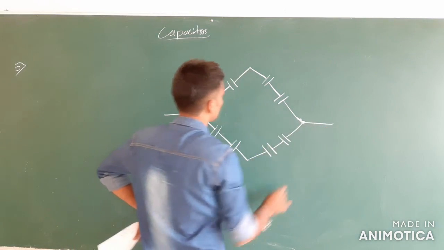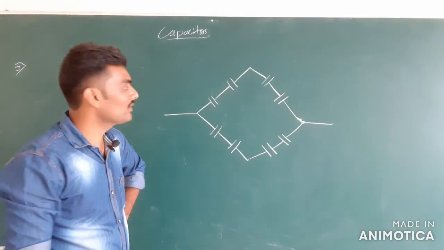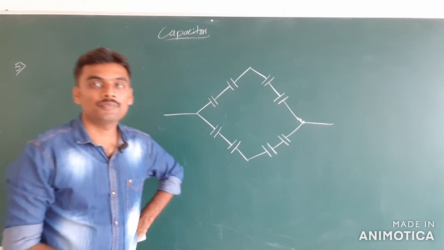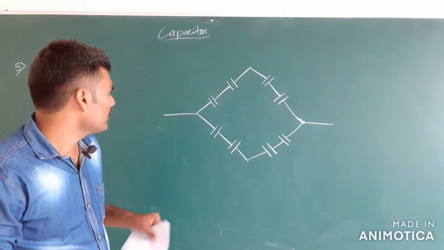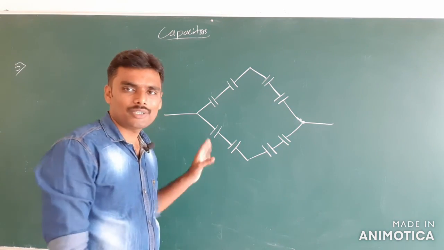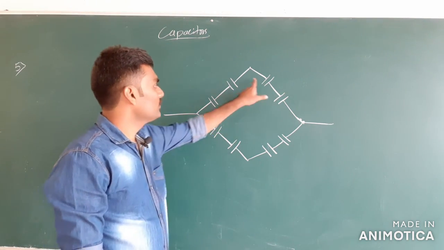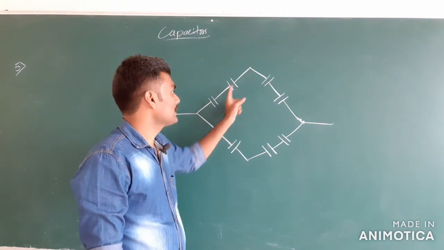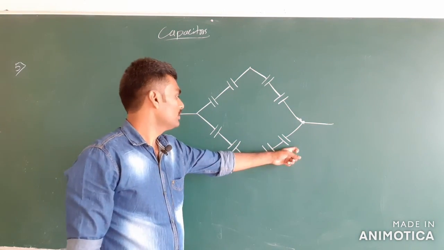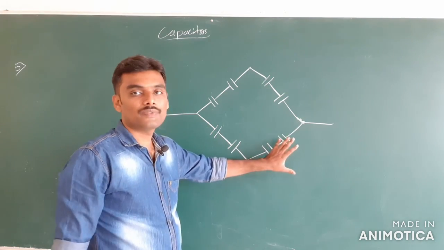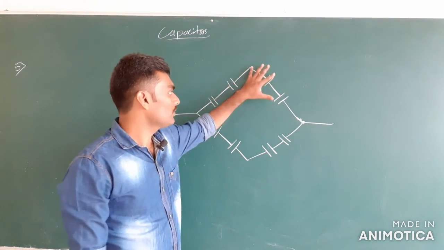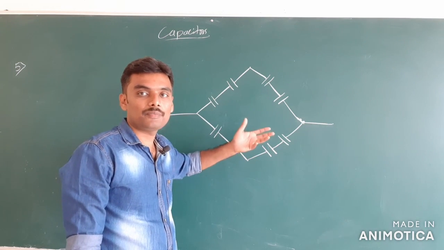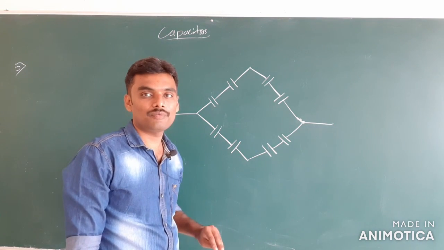Now, if you are asked to solve this circuit, will that be easy or difficult for you? What do you think? The circuit might look complex, but it is easy. These 4, 1, 2, 3, 4 are in series, and these 4 are in series, and the effective of these 4 and the effective of these 4 are in parallel. That's it. Very easy to solve.